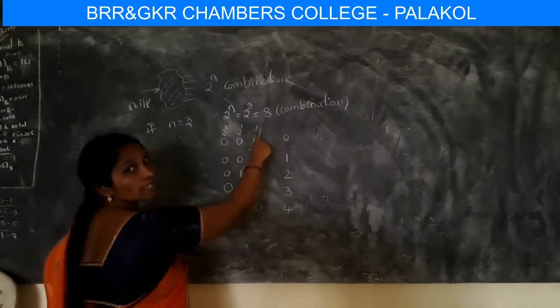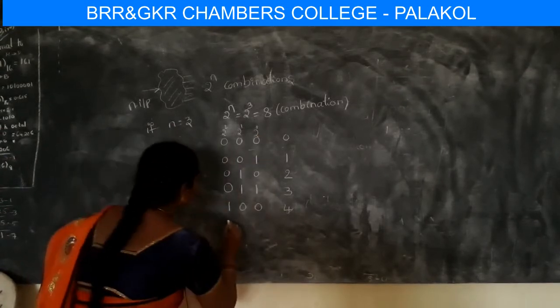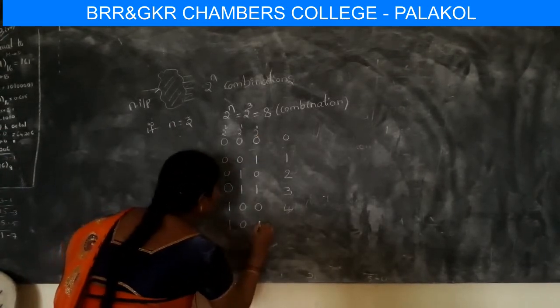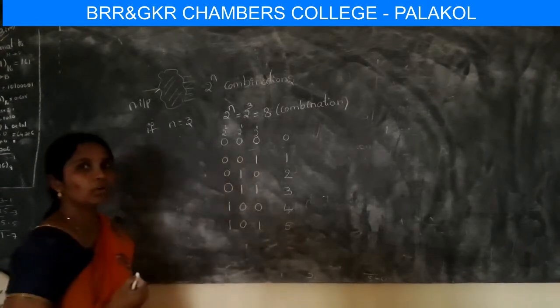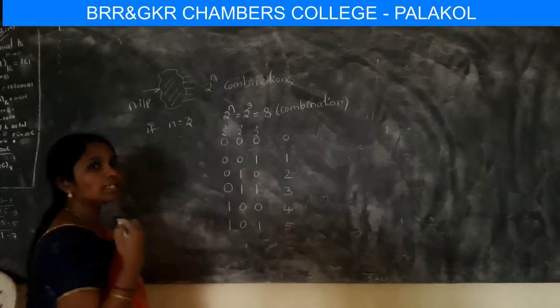2 power 0 is nothing but 1. So therefore we have to put 0 here and 1 here. So this is the 5. Okay. And after that number 6.